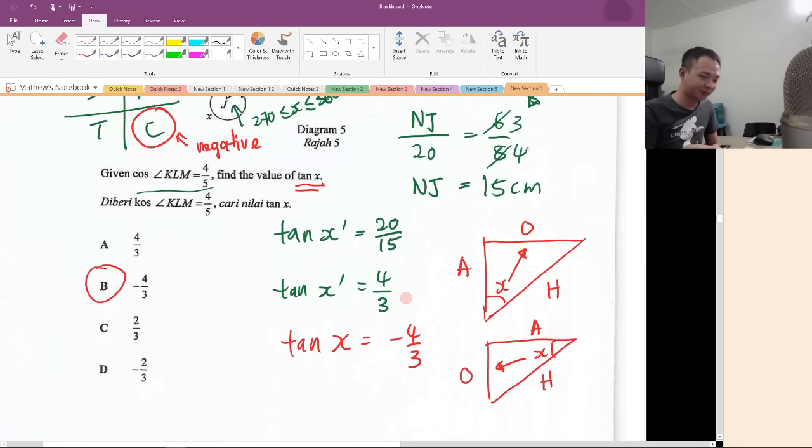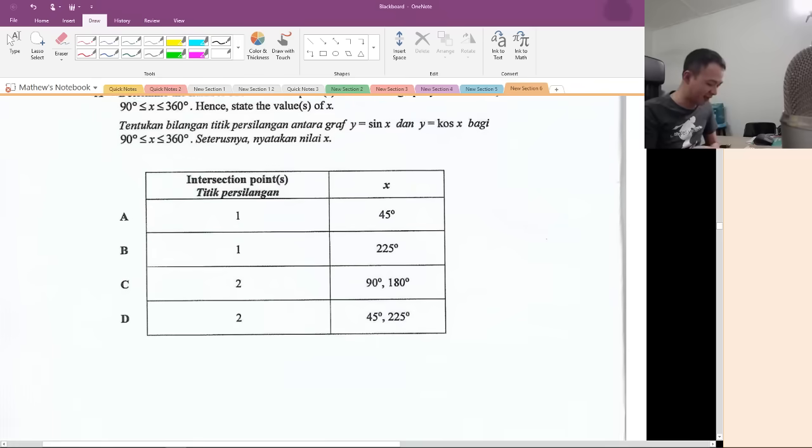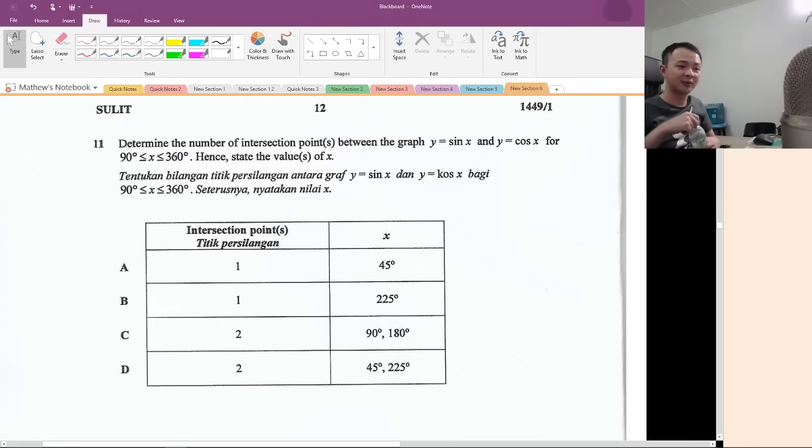Okay, so I'm going to move on to number 11. This question is a bit tricky for modern math students. Determine the number of intersection points. So you want to know how many intersection points the sine x and cos x graphs have within this range. Because the angle range is 90 to 360, I will ignore the first choice, because 45 degrees is not within 90 and 360. Whatever has 45, I will ignore. So right now, I only have two choices.